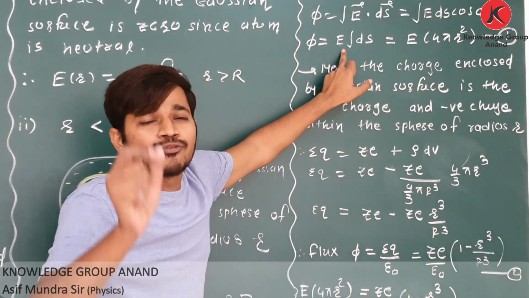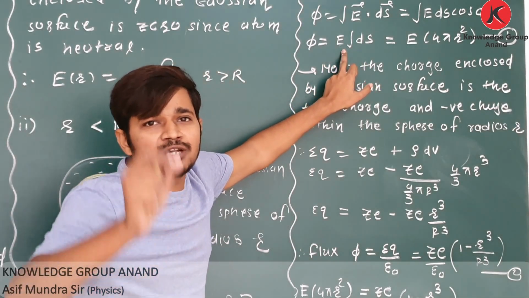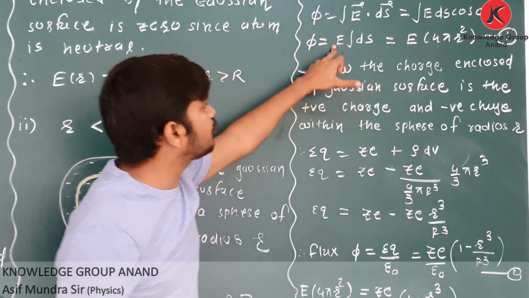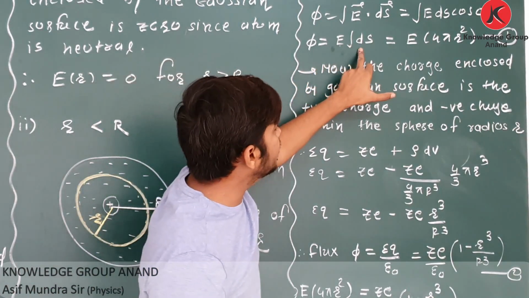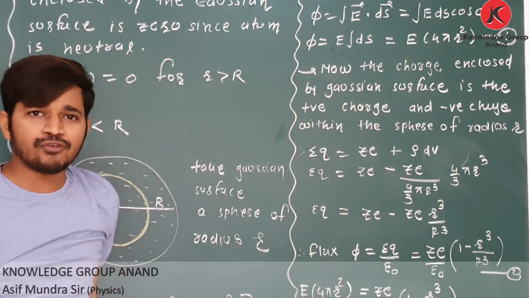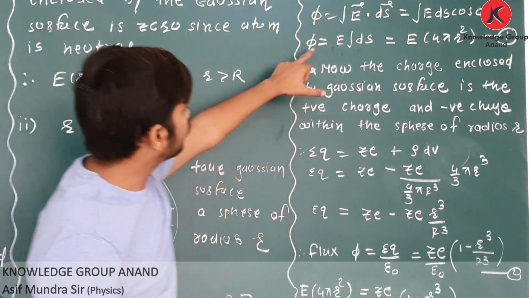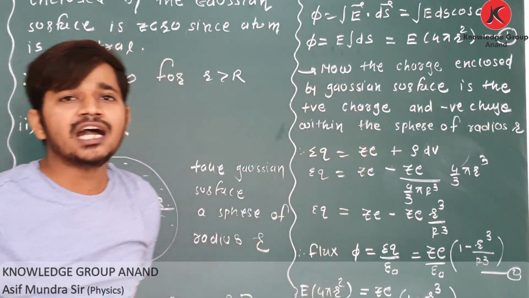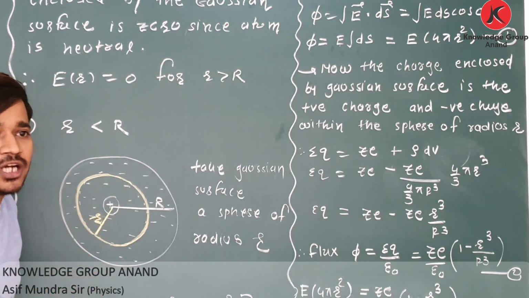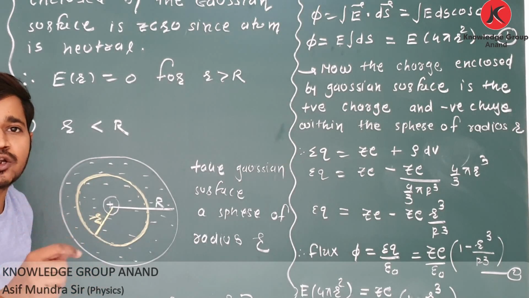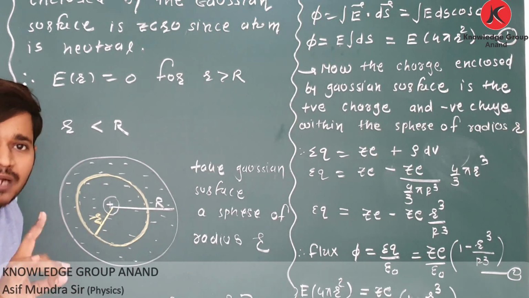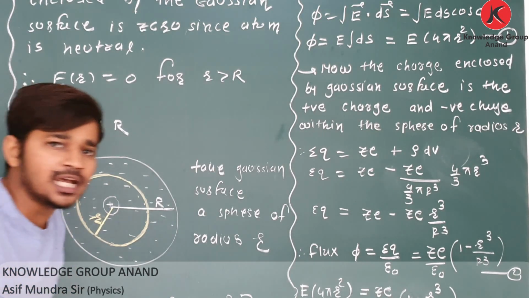Again, for uniform charge distribution, at a given distance the electric field is constant. Integration ds is 4 pi r square. This is equation number 1, the flux with the help of the first equation. Now with the help of Gauss law, what is the equation of flux? Flux is equal to the charge enclosed by the Gaussian surface upon epsilon 0.